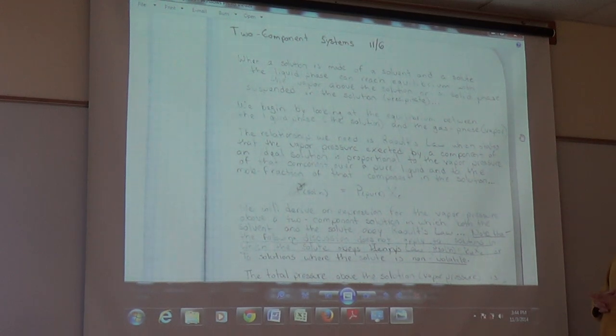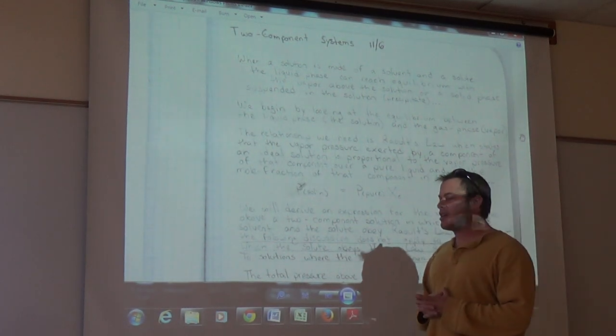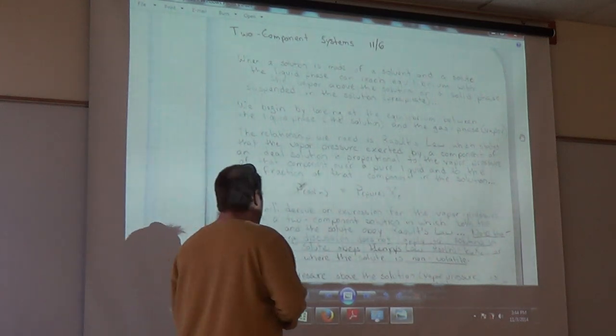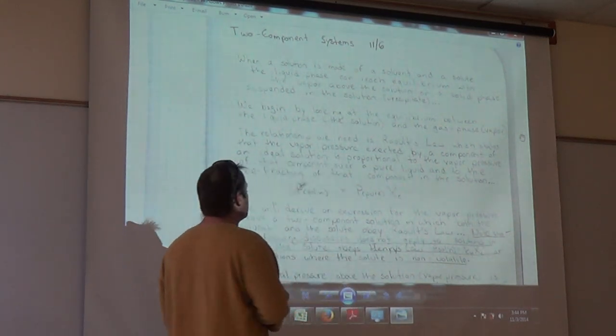We're going to go over it in a little bit more depth today to look at where that diagram came from and what it tells us. And then we're going to use that diagram to generate a different kind of diagram that will be more useful in looking at fractional distillation and things like this.